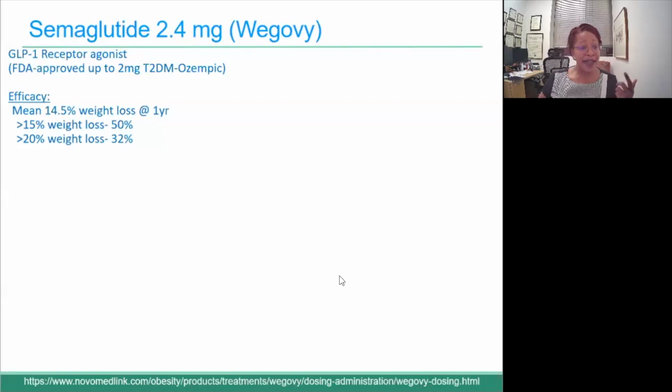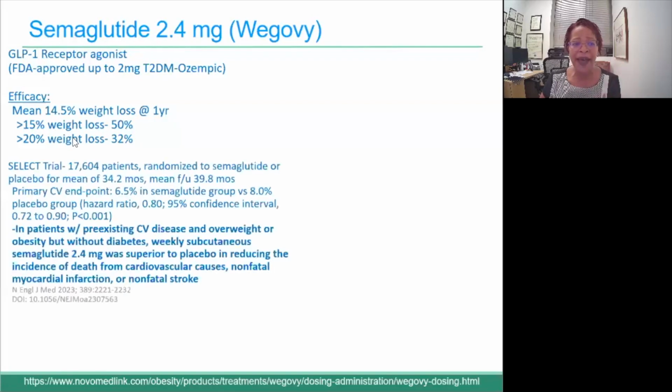And you get a sense also, I pointed out the average weight loss. Here you see the average weight loss with semaglutide, Wegovy, 14.5% at 1 year. That's really significant. Over 50% lost at least 15%, 1/3 lost 20%. So that's why there's been so much talk about it.